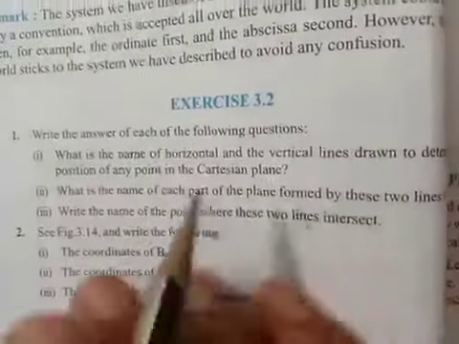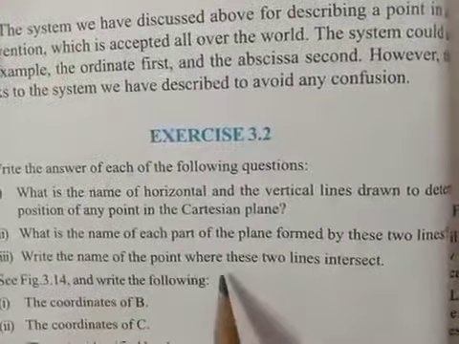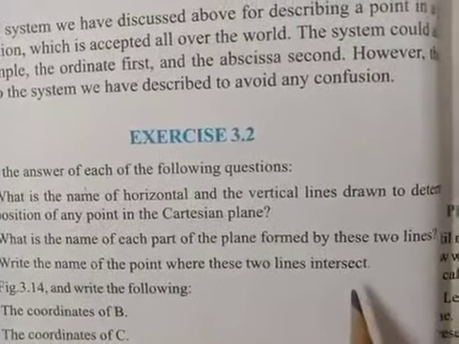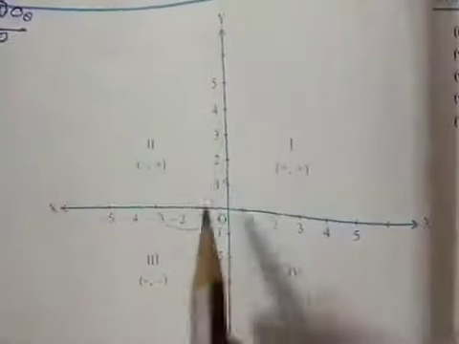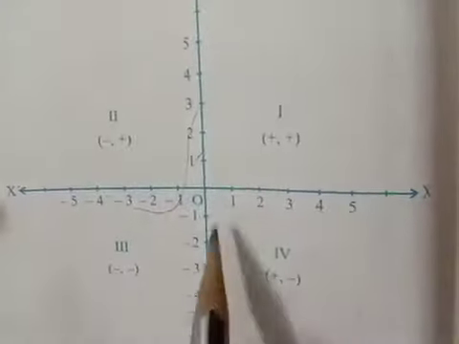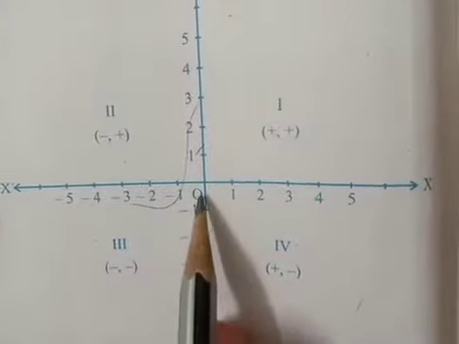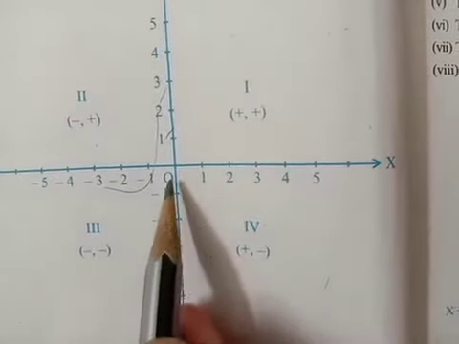Now the third one, write the name of the point where these 2 lines intersect. Now where do they intersect? They intersect at this point O, called origin. It is the origin.